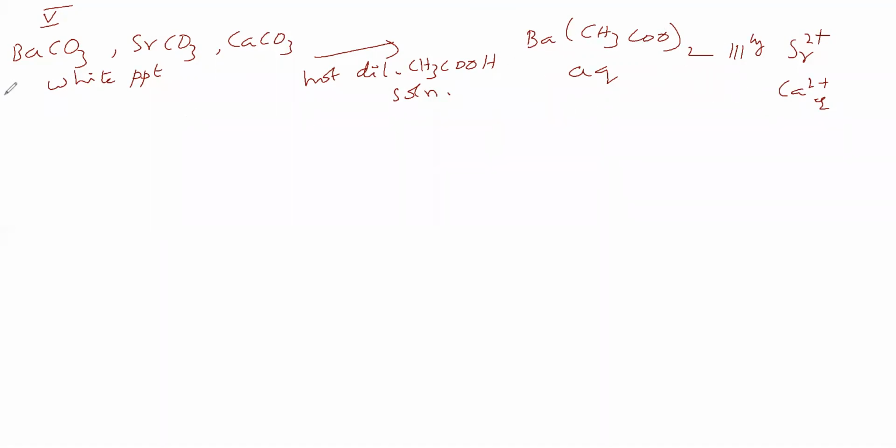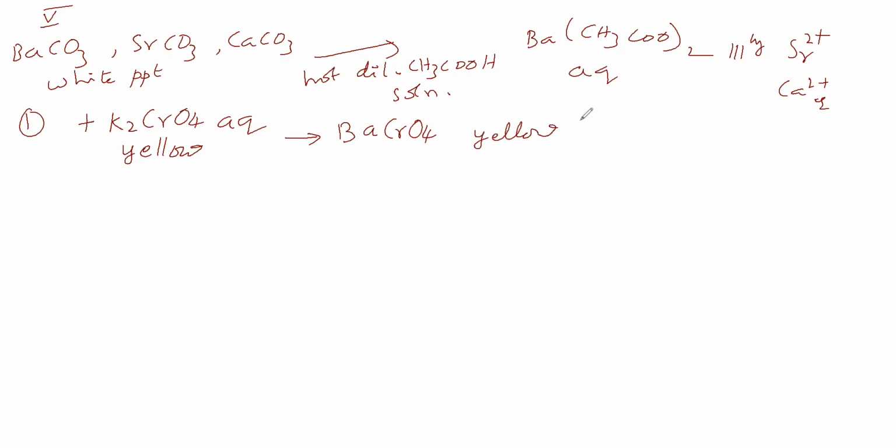To the first part we will add potassium chromate solution. Potassium chromate solution is yellow in color. Now what is the result we will get? If this solution contains barium ion, then we will get barium chromate, a yellow precipitate.